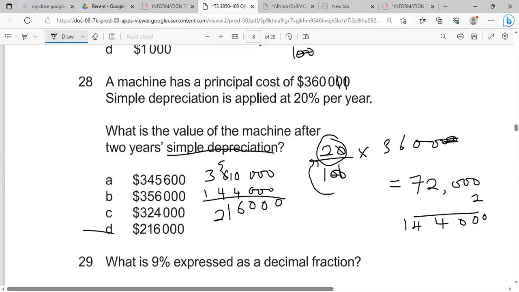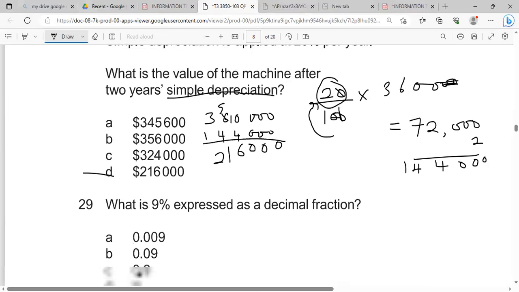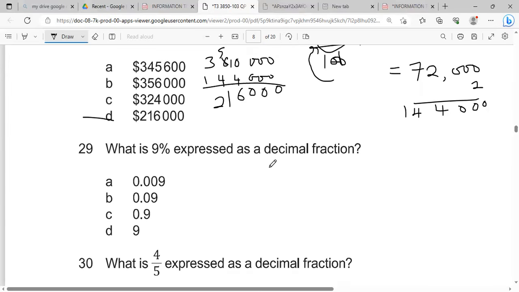All right. Let's look at this one. It says, what is 9% expressed as a decimal fraction? Oh, it says 9 over 100, since percent means out of 100. Put a 0 for all the spaces. We have 1, 2, 0. So I move to our left 2 times, 1, 2. So that would be 0.09. So that will be B.